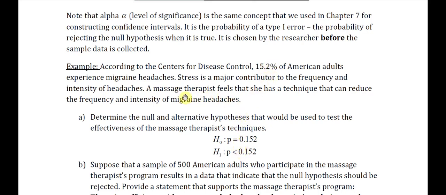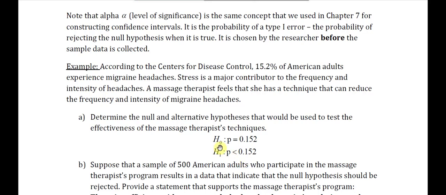And now after they are doing some techniques to help reduce the migraines, the alternative hypothesis is saying that the proportion should be less than that, because after you apply some massage, we should have a smaller percentage of people that experience migraines. So P is less than 0.152, or the arrow here is pointing to the left, which means we will have to use the left tail test.